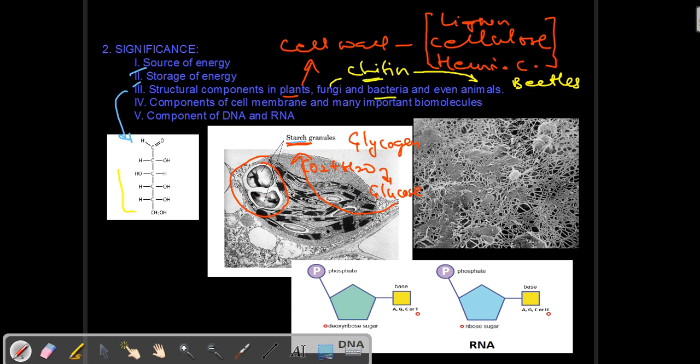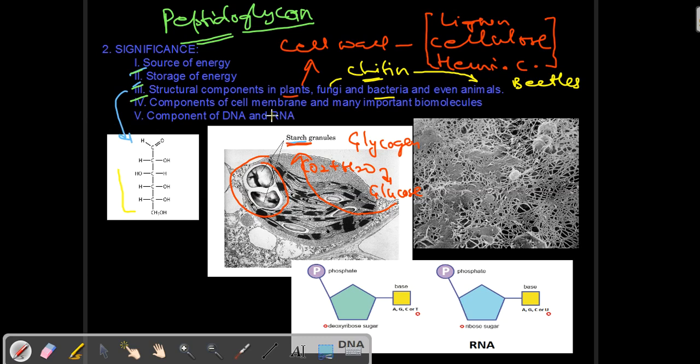In case of bacteria, the cell wall contains a special carbohydrate protein complex, which is known as peptidoglycan. Let's write it down here, peptidoglycan. So this is basically a combination of particular carbohydrates and amino acids. So what we can see is carbohydrates are also an important part of the structural components of various forms of life.